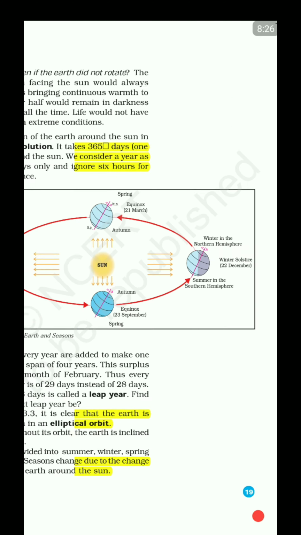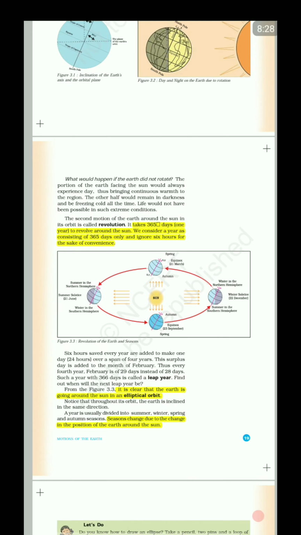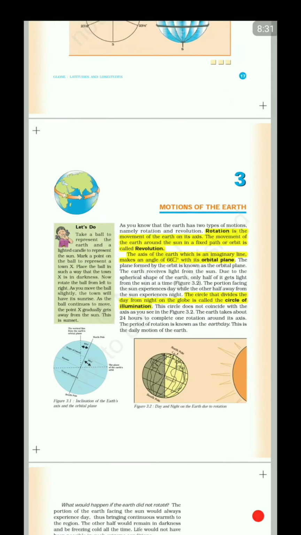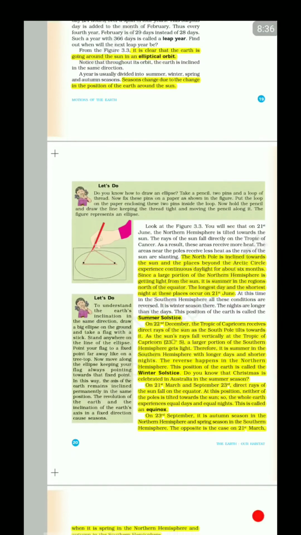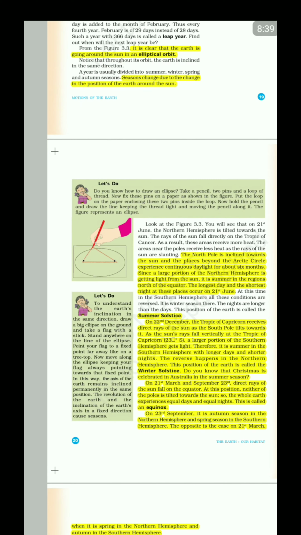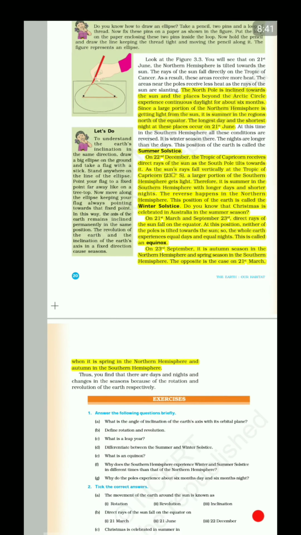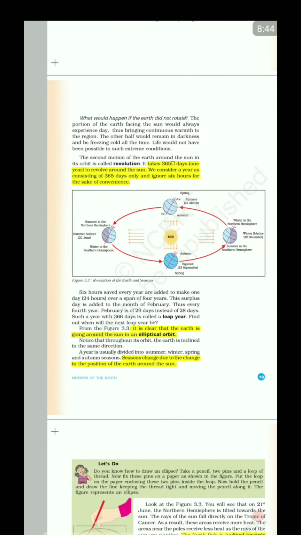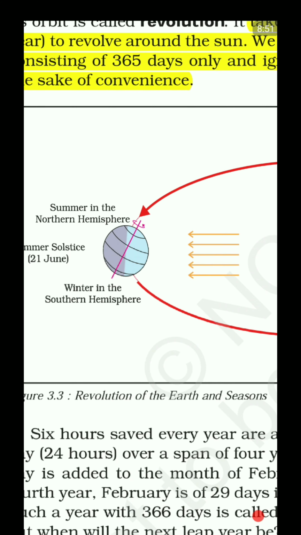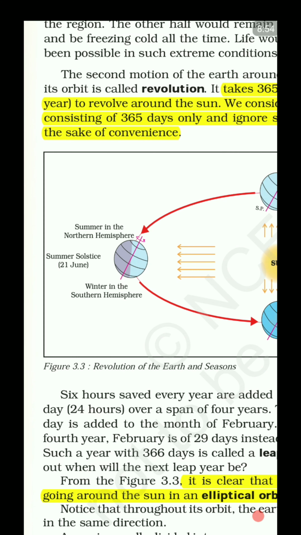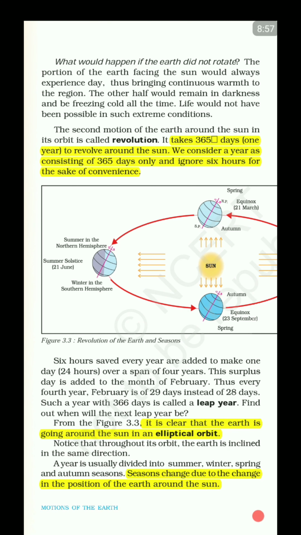So those were the five superb learnings of this chapter, starting from the leap year. The second was the changing of the seasons. Third was why there is six months of daylight at the North Pole during the summer solstice, and the cause of autumn and spring, right? Just a bit of visualization.